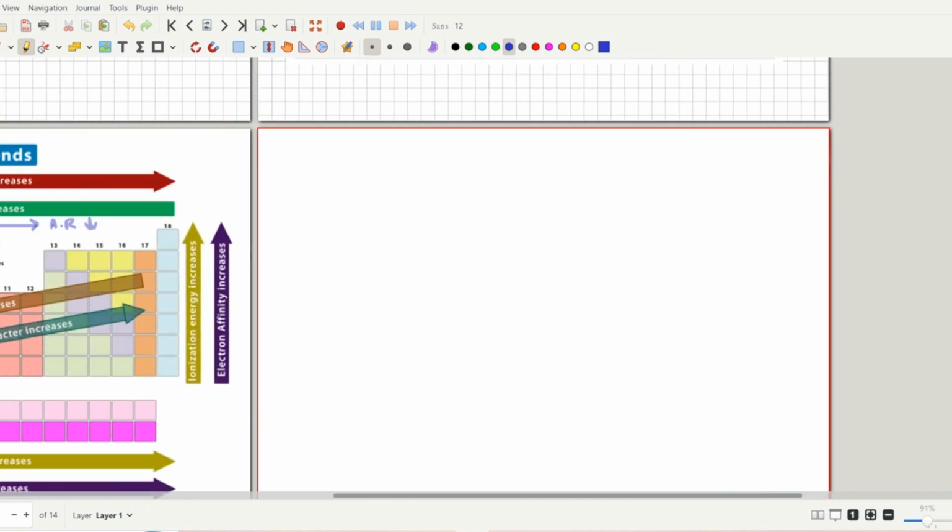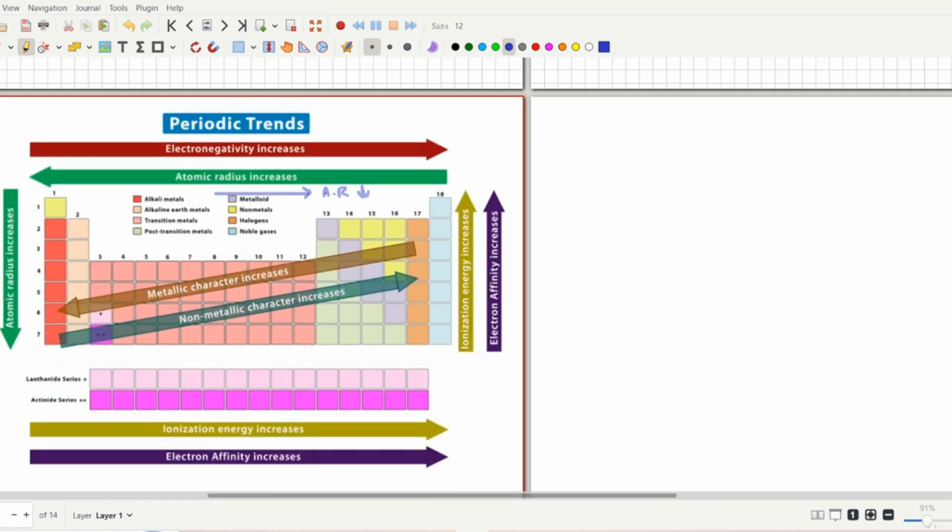If you see the graph here, the graph is telling you the same thing. If you move from left to right, electronegativity is increasing. If you move from bottom to top, electronegativity also increases. If you move from top to bottom, then the electronegativity will decrease. So these are the things you have to keep in mind.